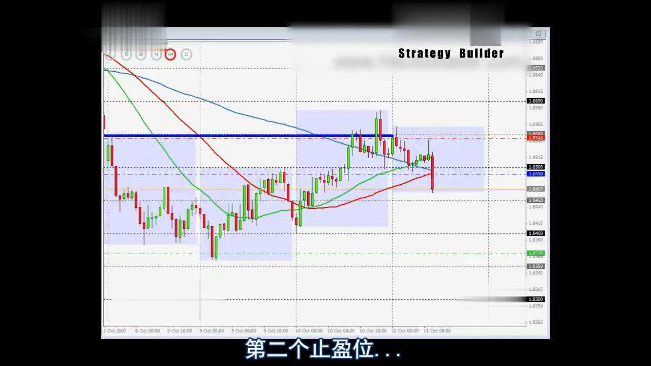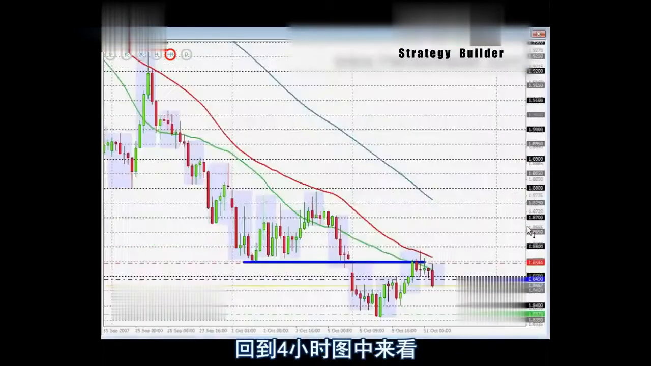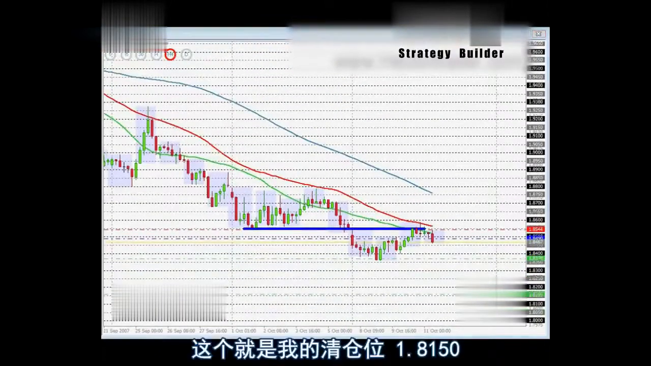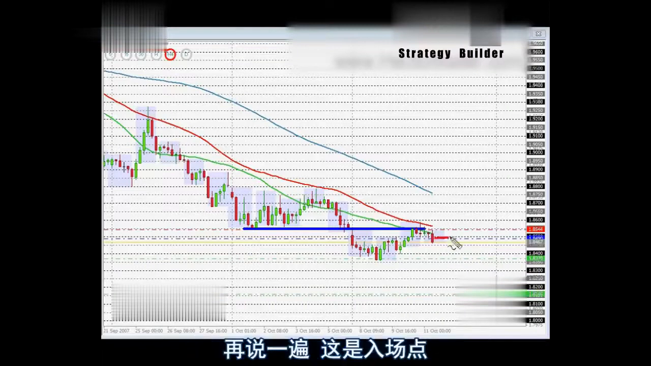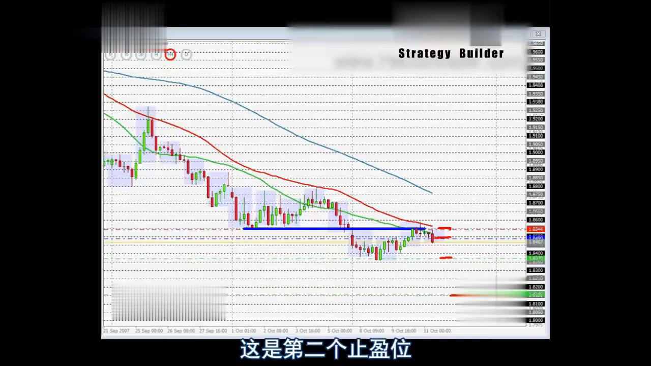183.70. And the second target, if we go back into the 4 hours time frame, this is going to be my final target right there at 181.50 down here. So this is entry, this is stop loss, this is first target, this is second target.